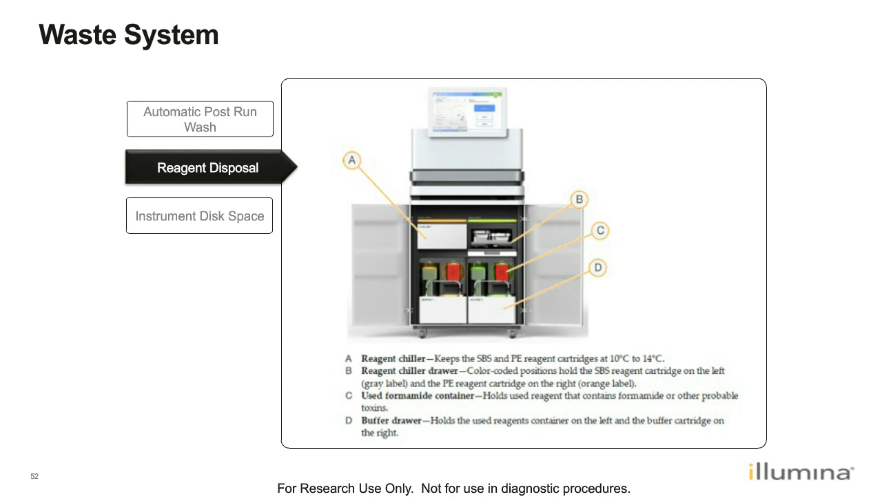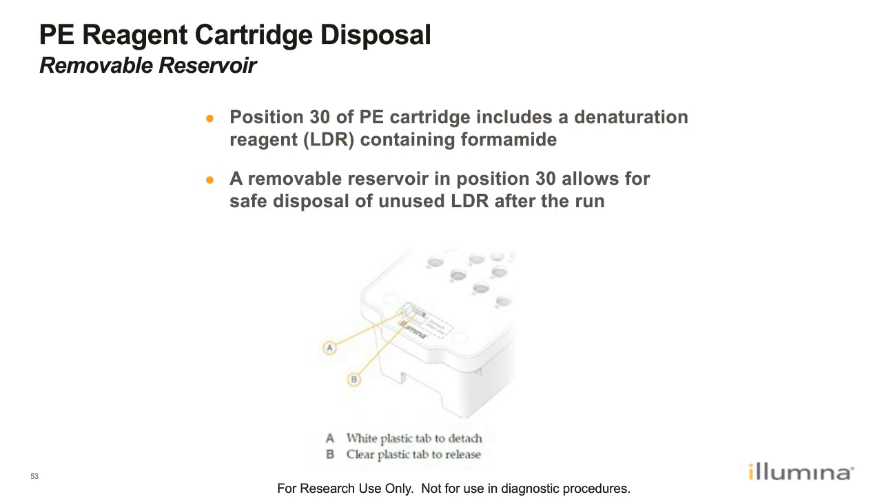The formamide reservoir can be removed by lifting the lever on top of the bottle. We also have that built-in detachable formamide position on the cluster cartridge that we talked about earlier. So this is position 30, and to remove it, you'll simply lift the white plastic to detach and the clear plastic to release.